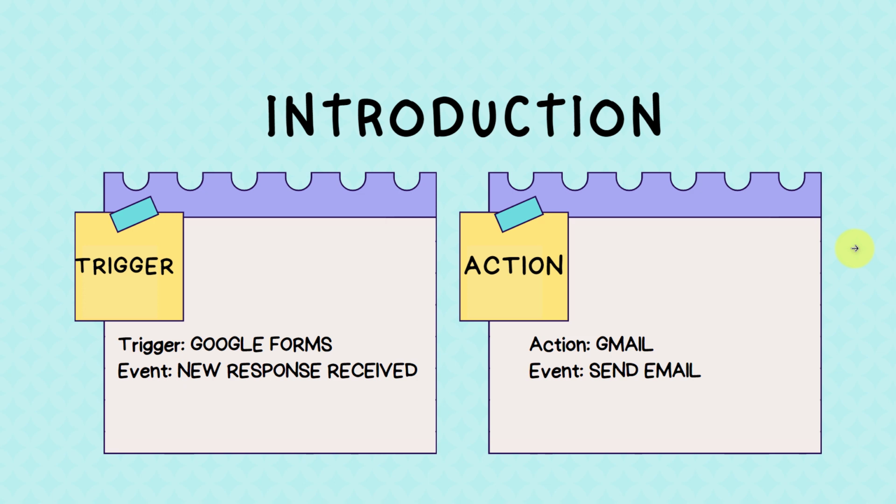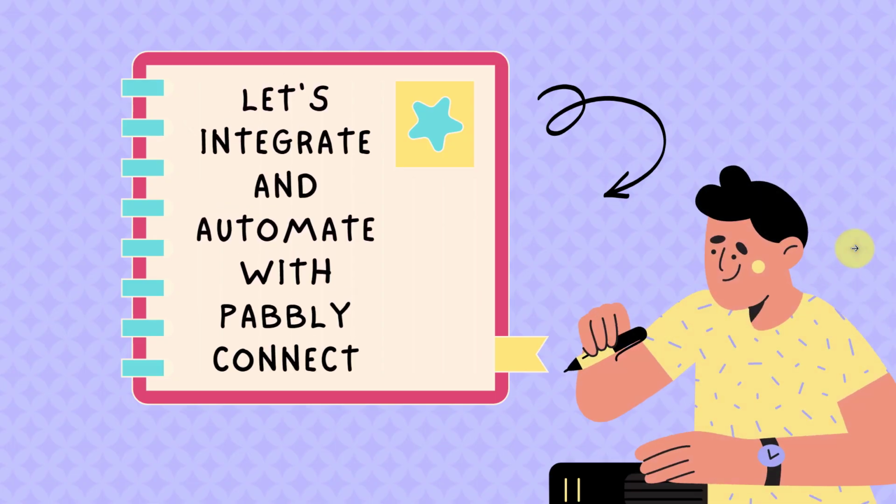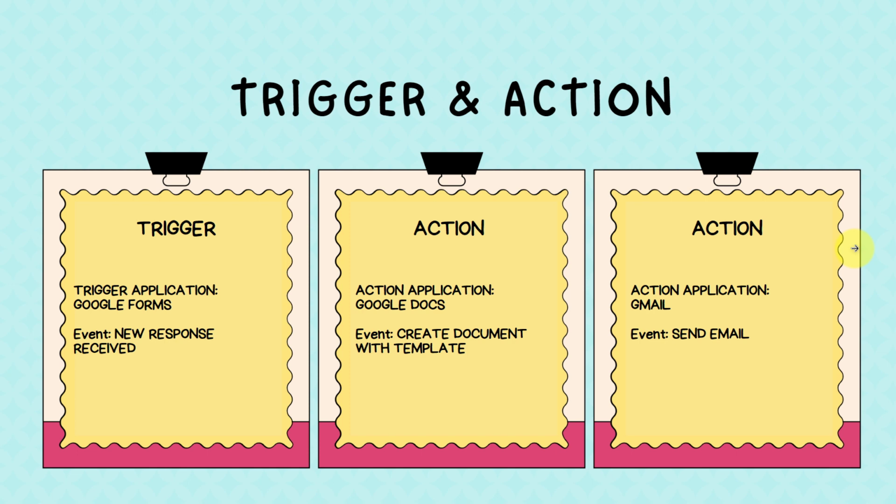Pabbly Connect follows the concept of trigger and action. Basically, trigger and action are the two most important principles or concepts of Pabbly Connect on which this entire automation and integration will depend. So here the trigger application will be Google Forms. As I receive a new form submission, then automatically, by using Gmail, I want to send an email to that student. But in between, to send the participation certificate, I am creating it by using Google Docs, with the template that I have created before.